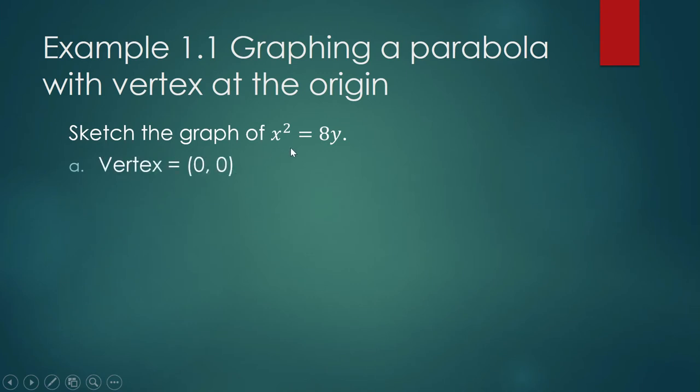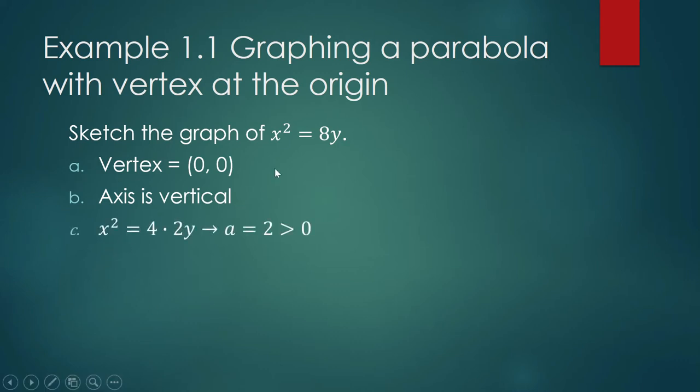Let us sketch the graph of this parabola. x squared is equal to 8 times y. Vertex is at the origin. It is x which gets squared. So we know right away that the axis is vertical. The axis is standing up. So either our parabola opens up or down, depending on the sign of A.